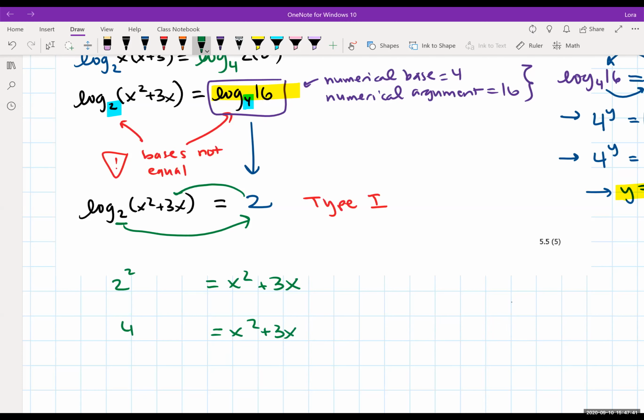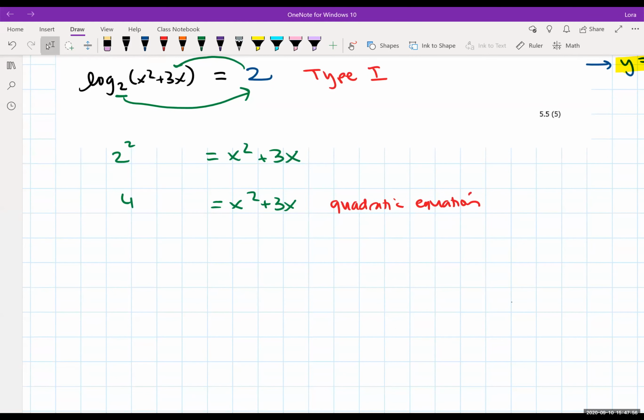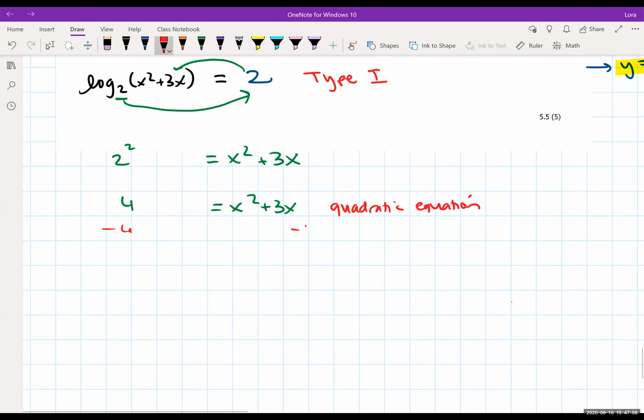And right away, you're like, I love it when this happens. I've got myself a quadratic equation. Bet you're wondering, why do we spend so much time on chapter 3? Now you know. So with the quadratic equation, I'll take that 4, I'll move it over, and hopefully I'll see something nice that I can factor. So I have 0 on the left side, x squared plus 3x minus 4.